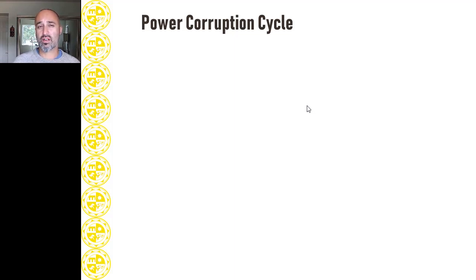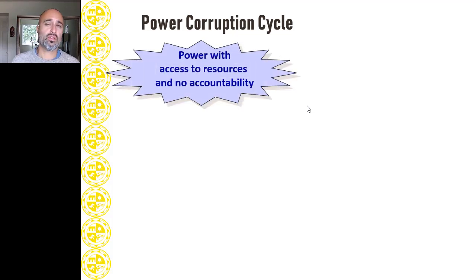One way to think of this is what's called a power corruption cycle. When you have people with power and access to resources with no accountability, and that's arguably the case with Skilling and Ken Lay, a number of things start to happen. That's when you have power but no accountability, so you can do whatever you want, and nobody's holding you to account.